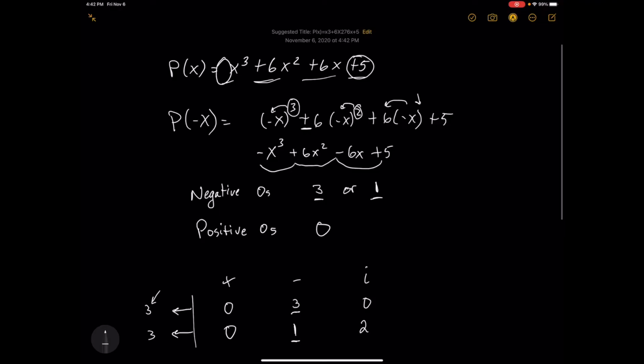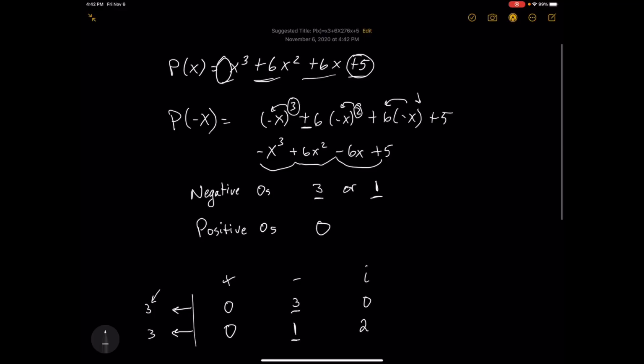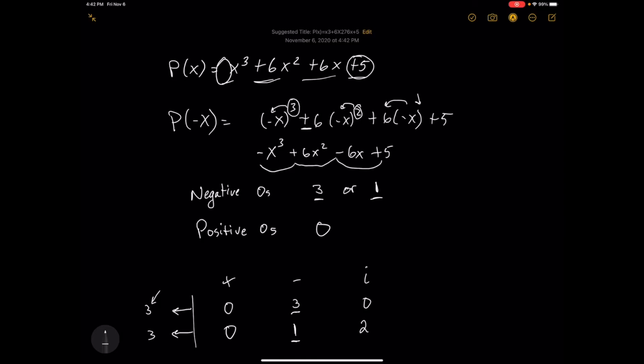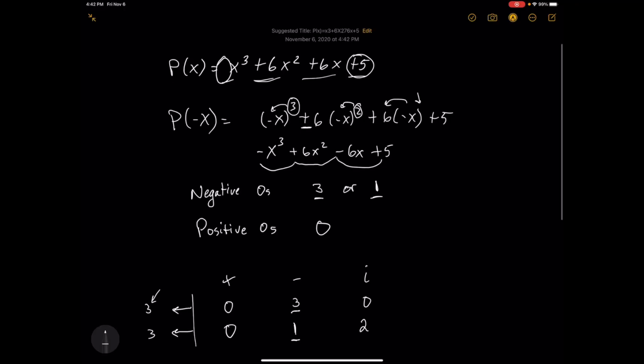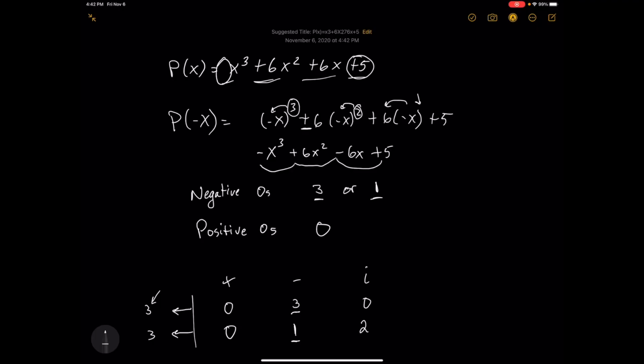So when I'm doing synthetic division, I need to look at the function and I take the coefficients of each of the variable terms, right? So I have variables of x cubed, x squared, x, and the constant. Okay, so I'm going to take the coefficients, which on the x cubed is just a 1. I'm going to take the coefficient of my x squared, which is 6. I'm going to take the coefficient of my x, which is 6. And this is from the original function, not the p of negative x or anything like that. And then I'm going to take my constant, which is 5.